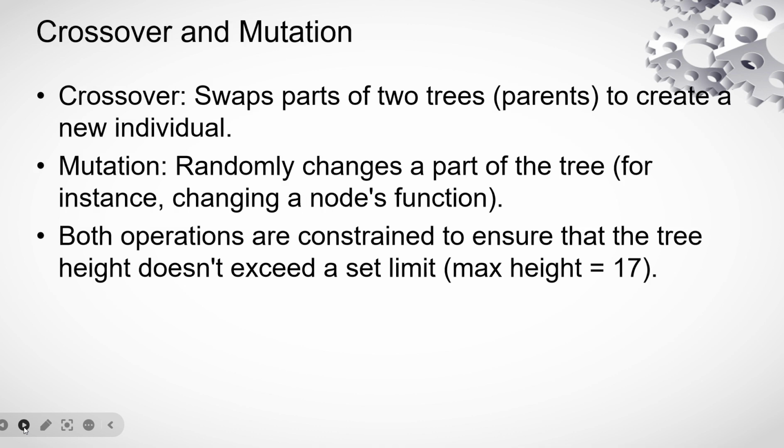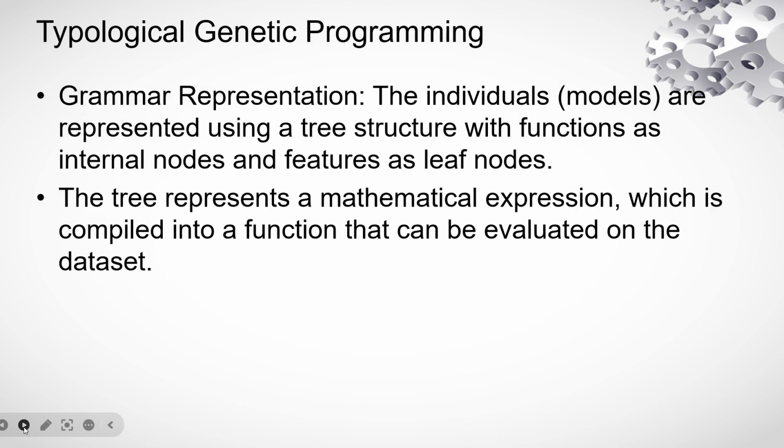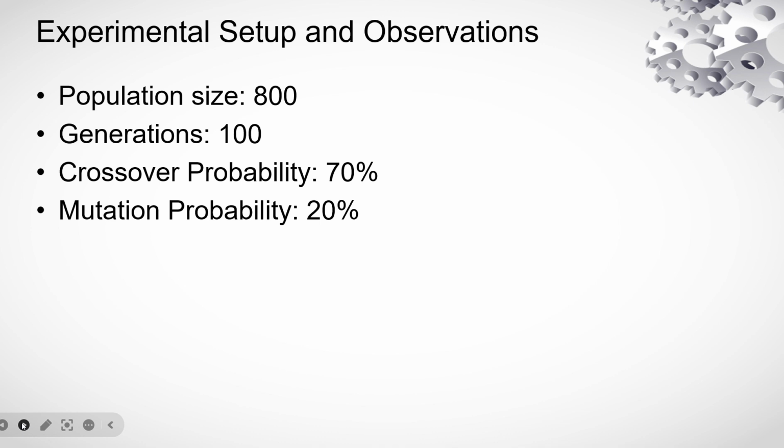So here is nothing but the crossover and mutation, and the grammar representation. As you know, we are representing each individual using a tree structure with functions as internal nodes and features as leaf nodes. The tree represents a mathematical expression which is compiled into a function that can be evaluated on the dataset.